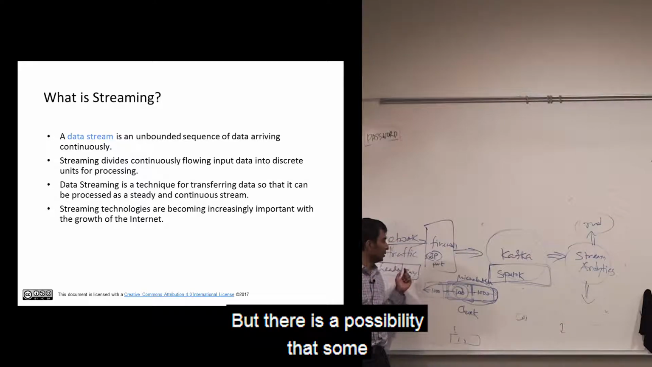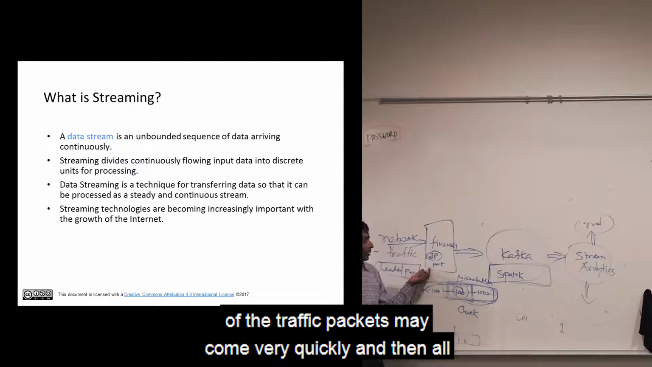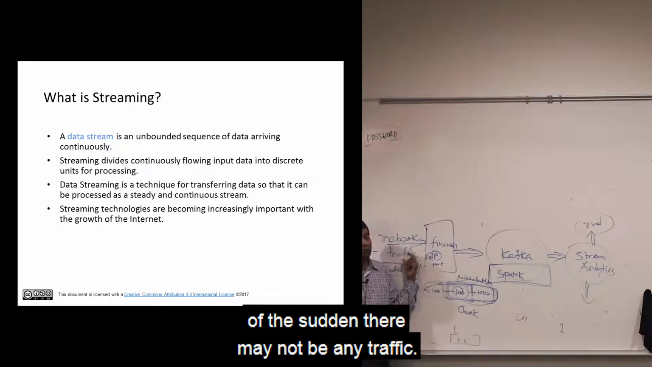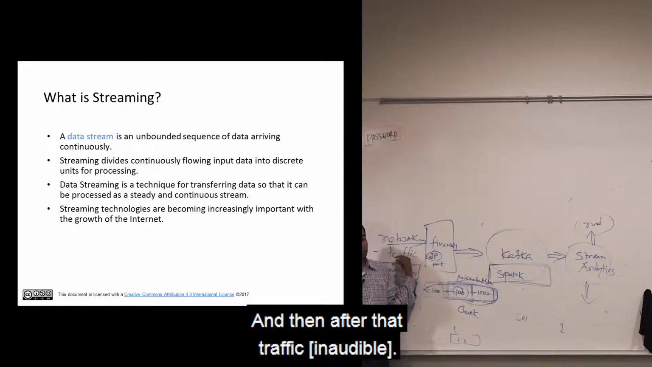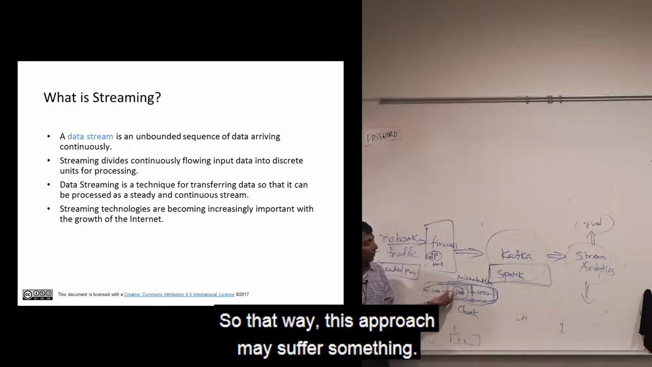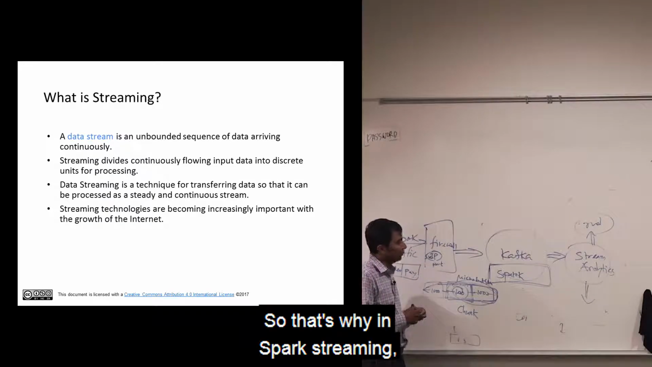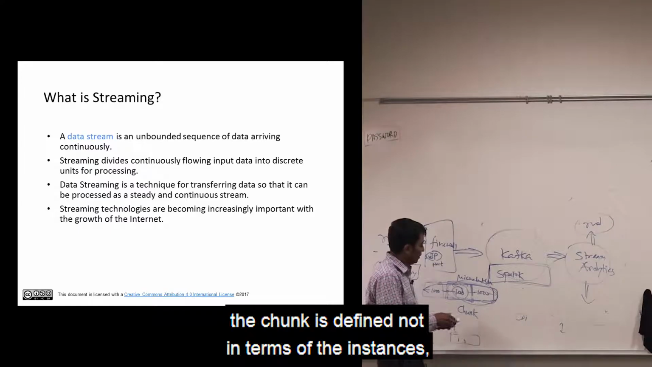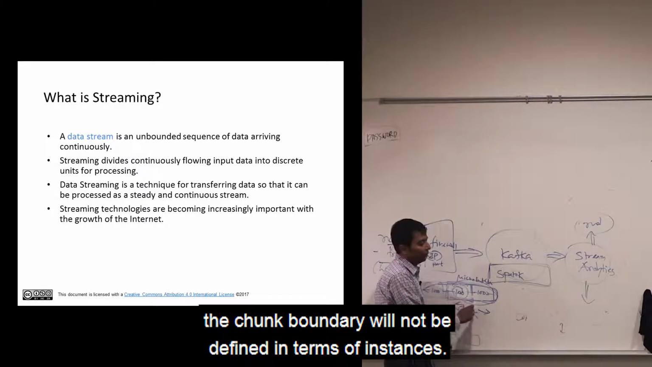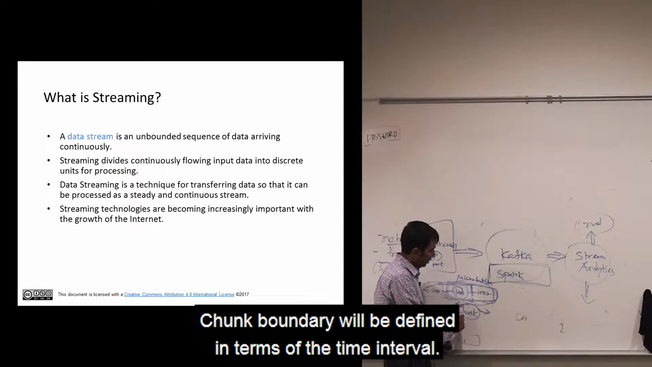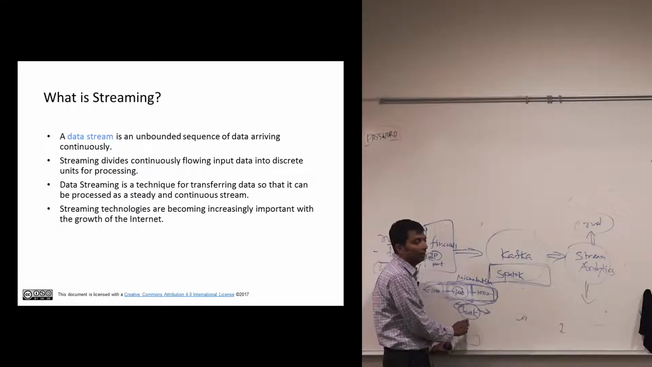But there is a possibility that some of the traffic packets may come very quickly, and then all of a sudden there may not be any traffic, and then after that traffic may start. So this approach may suffer, and it may not work very well. That's why in Spark Streaming, the chunk boundary is not defined in terms of instances. The chunk boundary will be defined in terms of a time interval.